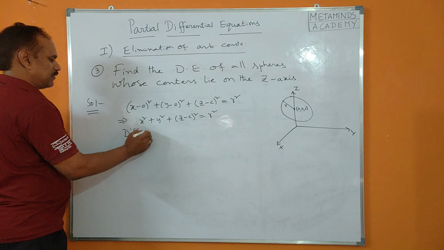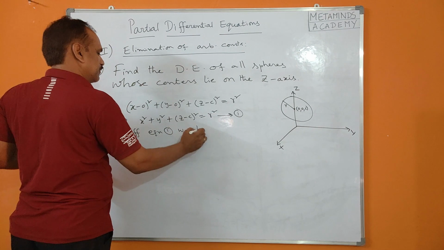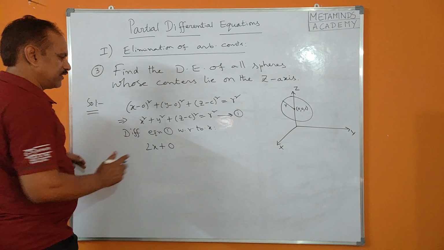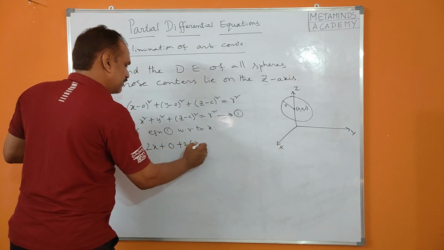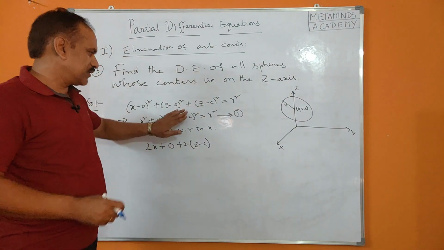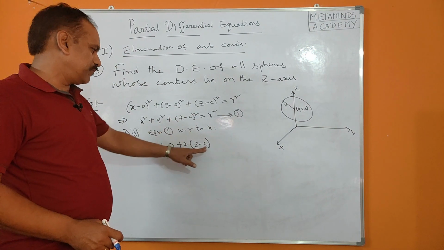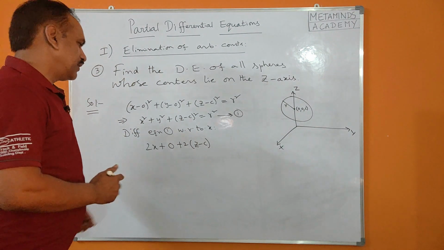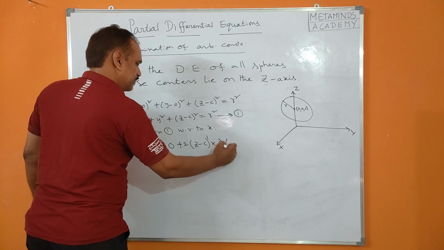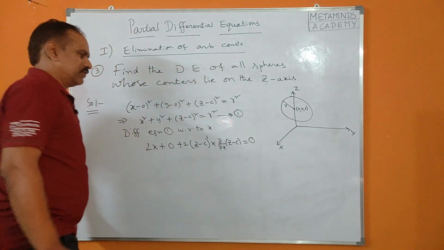Differentiate this equation 1 with respect to x. You will get 2x plus 0, since there is no x in this, plus 2 into (z minus c). The derivative of x square is 2x, and the derivative of something to the power n is n into something to the power n minus 1. So 2 into (z minus c) to the power 2 minus 1, into the inner derivative, dou by dou x of (z minus c), equal to the derivative of r square, which is 0.